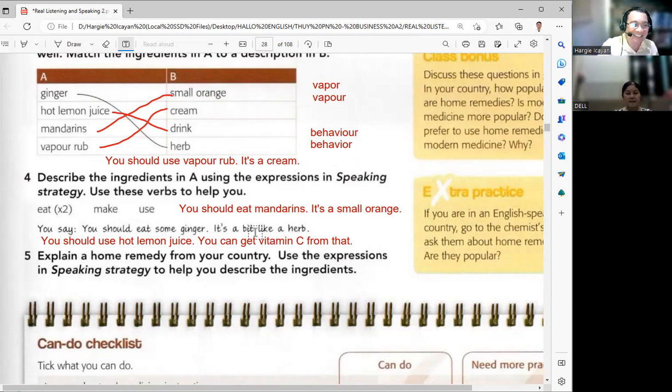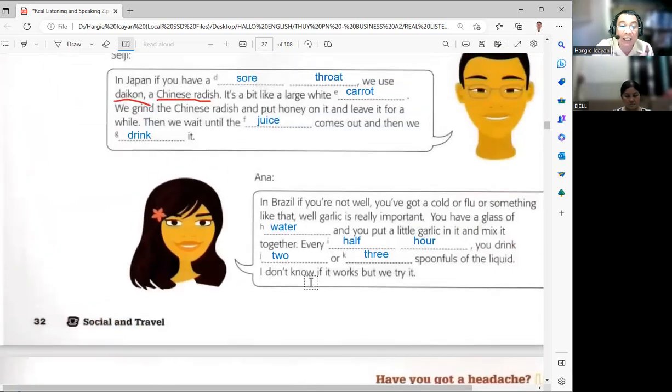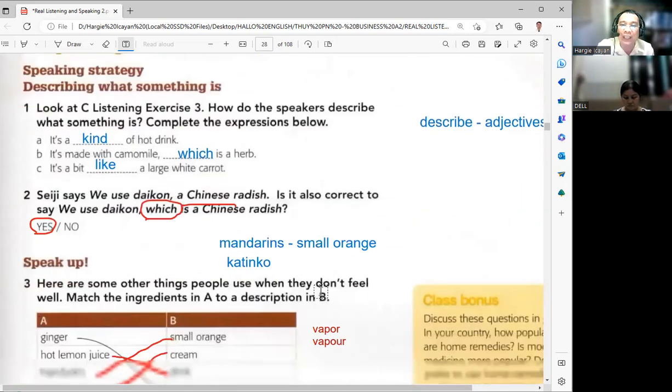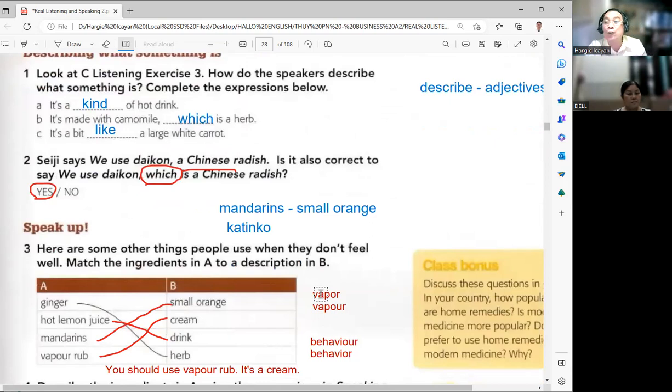Now we have here: explain a home remedy from your country. Use the expressions in the speaking strategy to help you describe the ingredients. Just tell me, Toy, if you're not feeling well, for example, what particular home remedy do you use? Aside from the hot lemon with honey that you said you use for your throat, what other home remedy do you know that you do at home if you're not well?